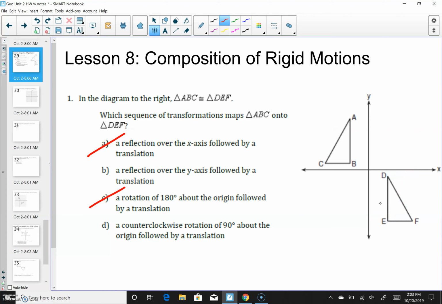And then choice D, a counterclockwise rotation of 90 degrees about the origin, followed by a translation. Well, if we did that, that would be our triangle. And again, there'd be no slide that would get it over. So we're looking at choice B as our answer for that one. I'm just going to quickly redraw the triangle that we would have if we reflected it over the y-axis, so that this way it works nice and easy.